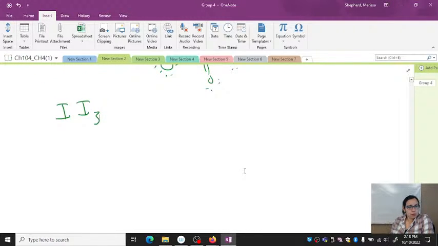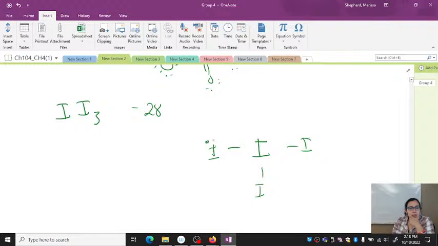So how many total electrons do we have? 28. And so I'll just try to stick iodine, 3 iodides around it, fill in the octet. Then how many lone pairs did you have on the central iodine? 1. Let's see. Do I agree with that?